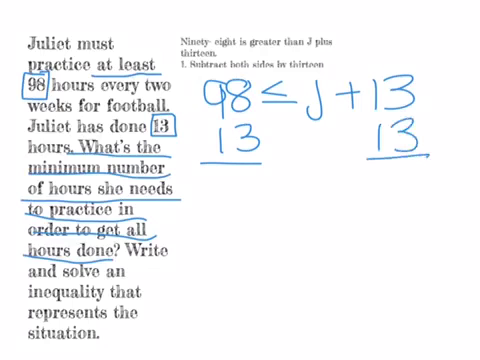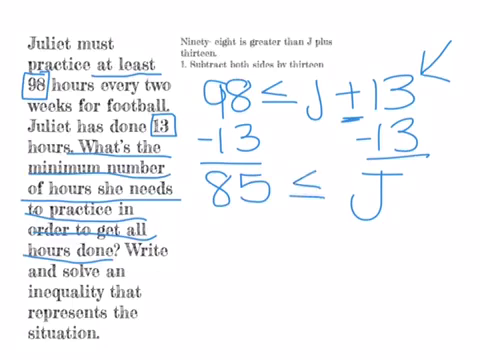Now all we're trying to do on this side is bring down the J. Now we subtract instead of add, because doing one-step equations you must do the opposite of what the equation is. So since it's adding, we're going to be subtracting. So now that we've brought down the J, 98 minus 13 would be 85. So the answer would be 85 is greater than J.